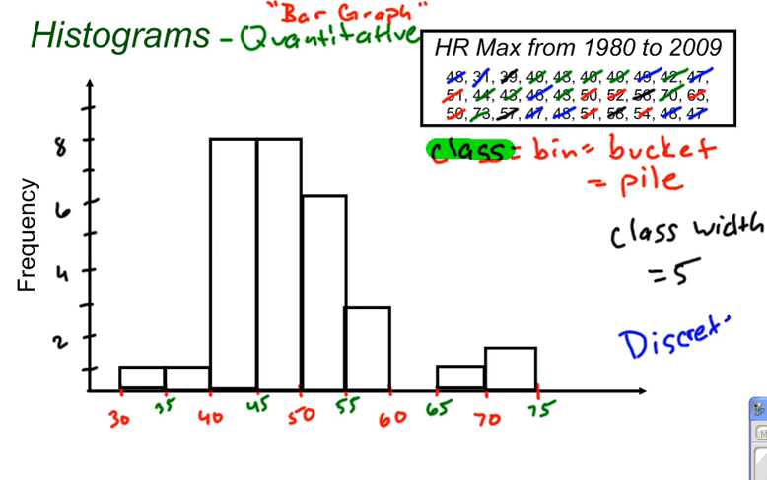Okay, now it just so happens that we're dealing with discrete quantitative data as well, not continuous. We'll talk about continuous at another time, but for this example, this is also discrete data because it can be counted. That's a little side note. But there you go. That's how you can make a histogram.